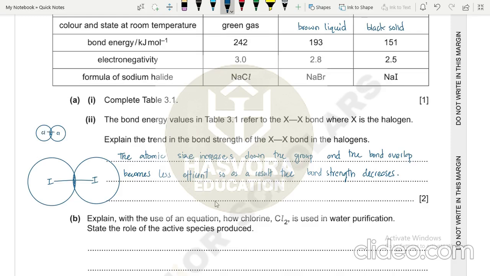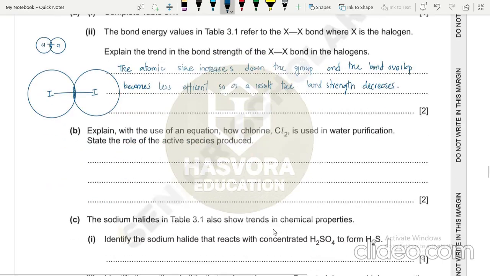Okay, let's move on to part B. Explain with the use of an equation how chlorine, Cl2, is used in water purification. State the role of the active species produced. So first of all, what we do is chlorine is added to water and it forms hydrogen chloride plus hydrogen chlorate.